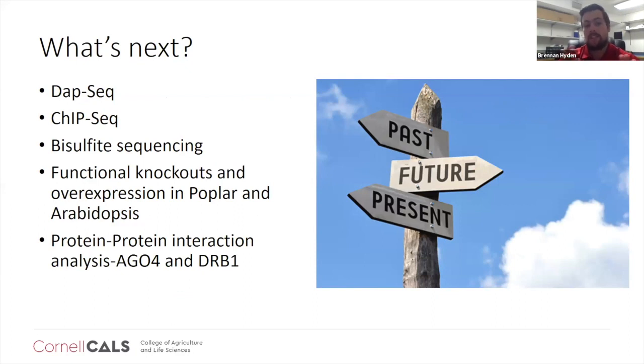We want to do DAP-seq and ChIP-seq to validate the binding sites of some of those transcription factors. We want to do bisulfite sequencing to look at genome-wide methylation that might implicate Argonaute 4 as being involved. We also want to validate these candidate genes through functional knockouts and overexpression in models such as poplar and Arabidopsis. We unfortunately can't do this in willow because it hasn't been successfully transformed. And we'd also like to do protein-protein interaction analyses on some of the other non-transcription factor candidate genes in the SDR to see if they're actually involved in their canonical pathways and what that might mean for sex determination.